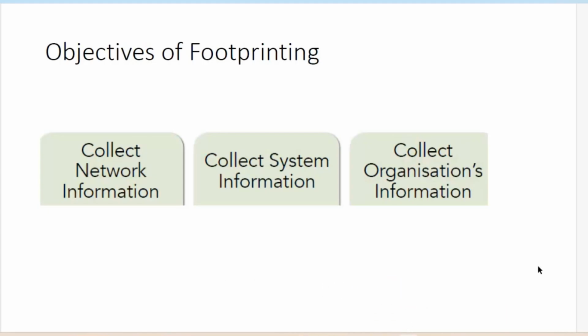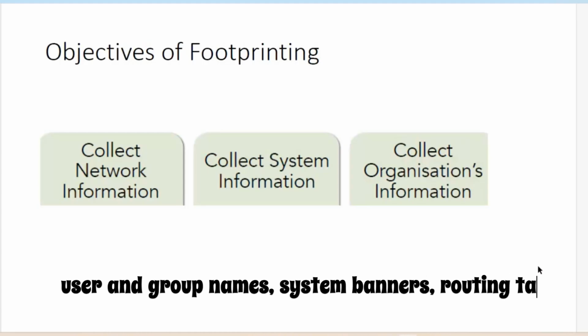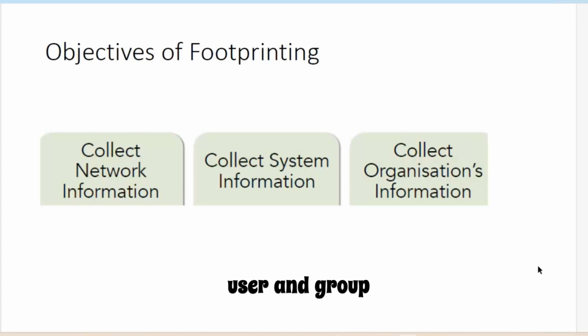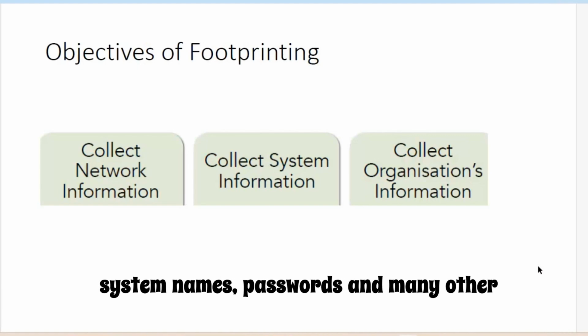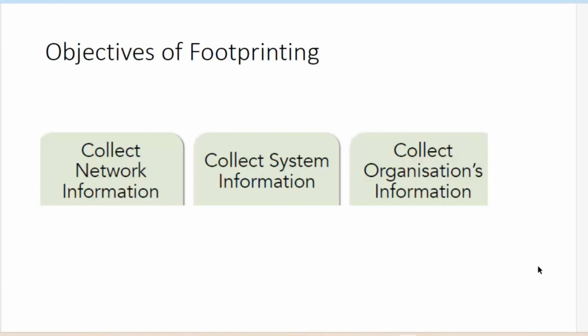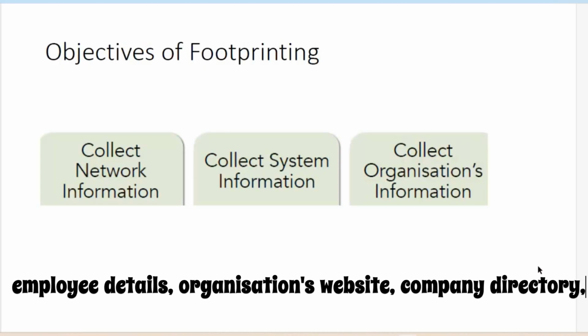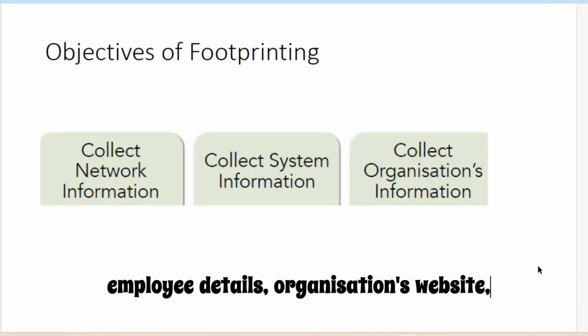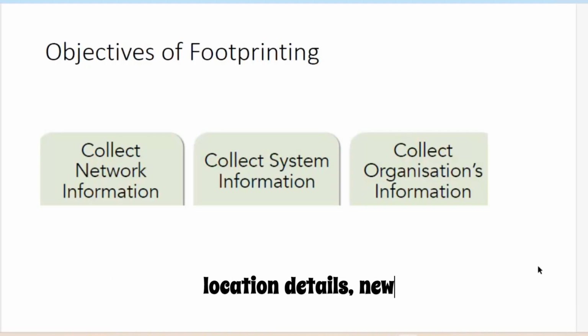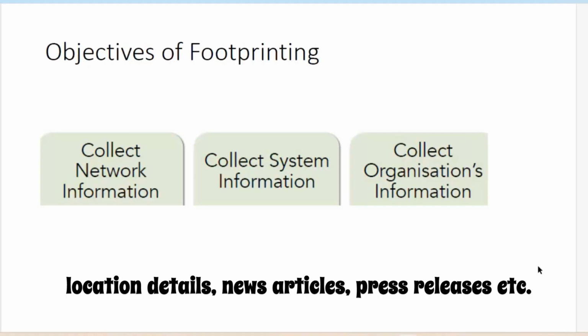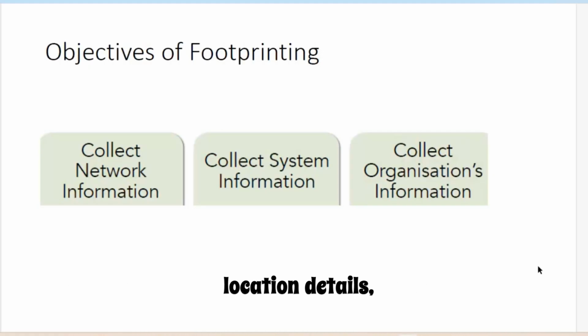The next point says collect system information. So system information such as user and group names, system banners, routing tables, system names, passwords, and many others. And the last point says collect organization's information. So information such as employee details, organization's website, company directory, location details, news articles, press releases, and many others.